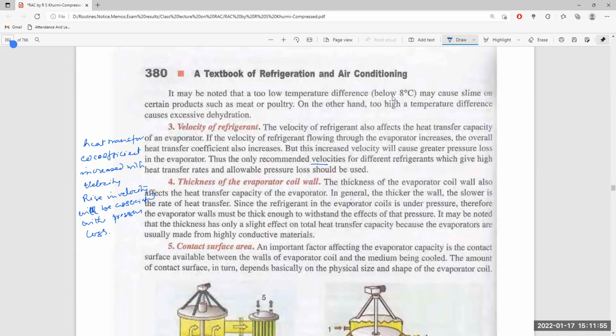Since the refrigerant coils are under pressure, the evaporator wall must be thick enough to withstand the effect of that pressure. It may be noted that the thickness has only a slight effect on the total heat transfer capacity, because the evaporators are usually made from highly conductive metal.